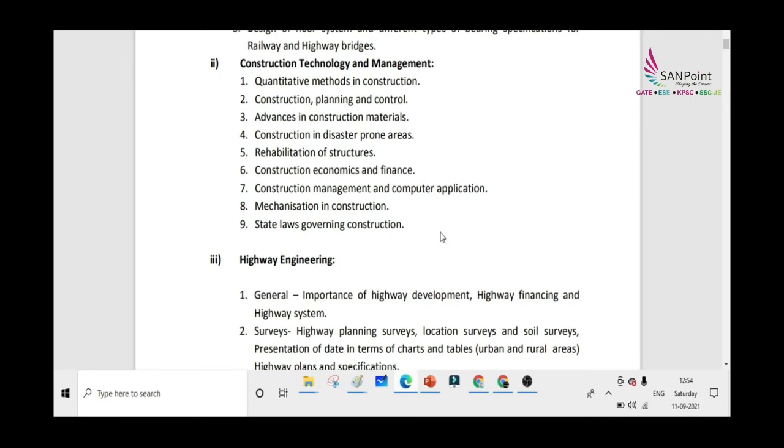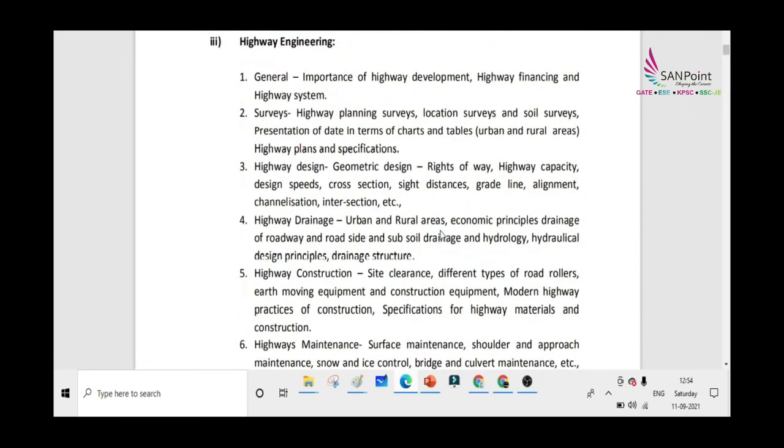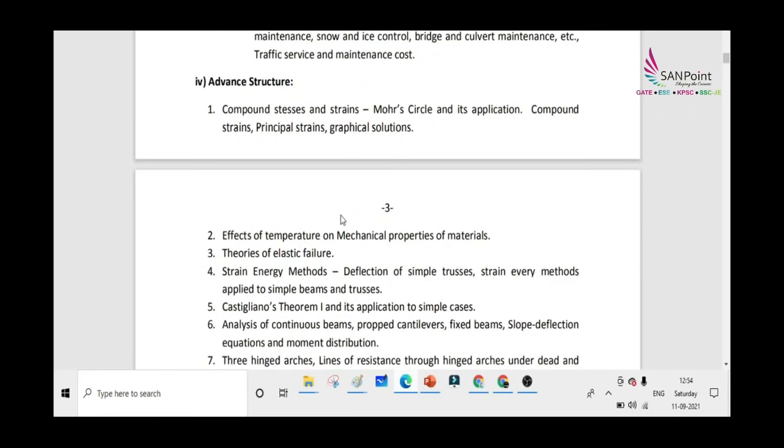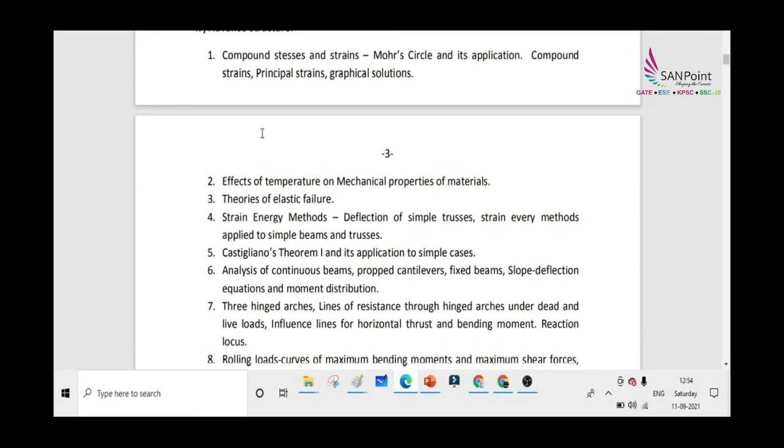So all this, again, I only have taught this particular subject. I have explained very much stepwise and clearly. So if you see the syllabus, you can see the copy paste of this highway engineering. Don't bother much, the syllabus remains the same. Next comes your advanced structures.